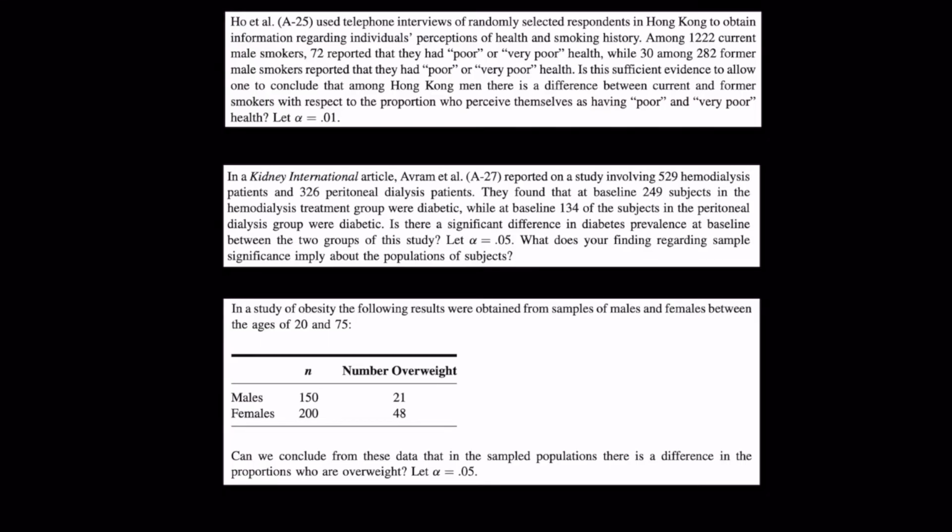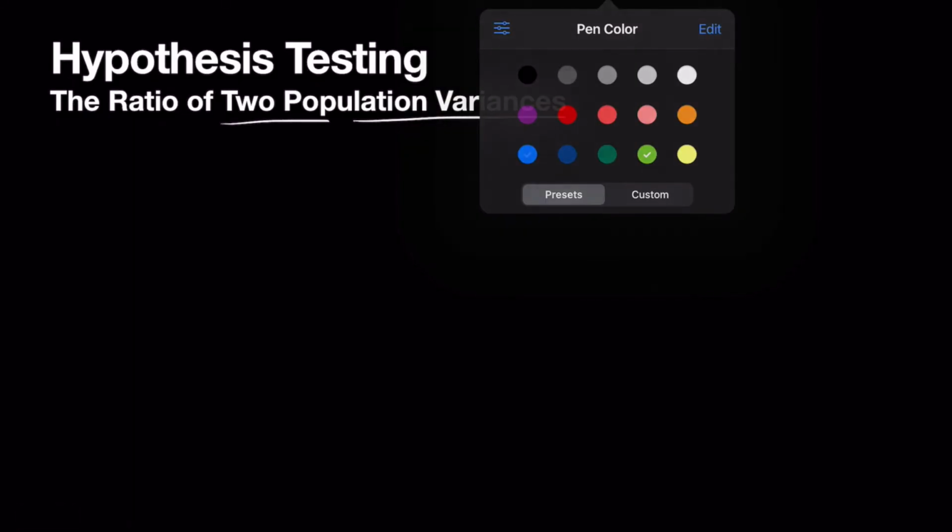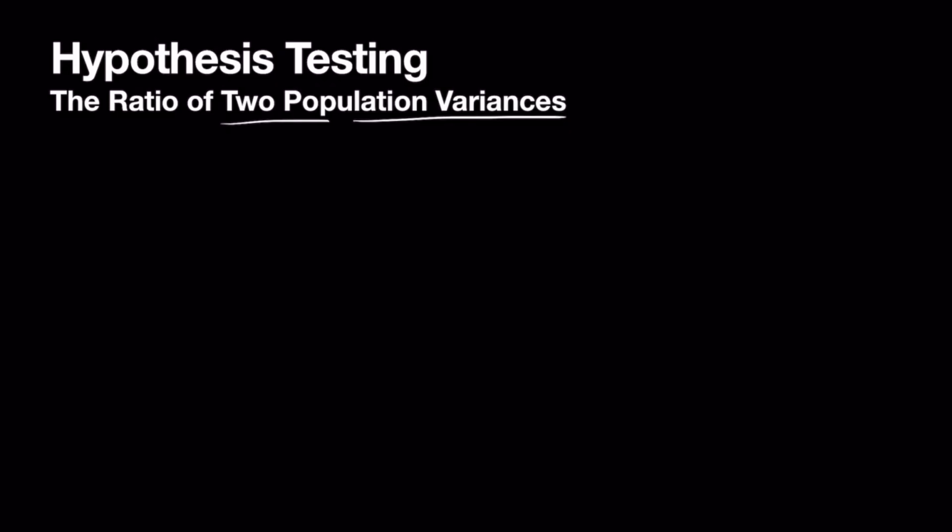All right, let me move on to the next topic, which is going to be hypothesis testing of the ratio of two population variances. So how do we consider two population variances here? One way to think about this is to compare it to the same concept as comparing the means of two samples. So the same process applies here as well.